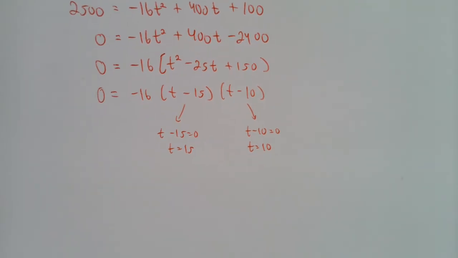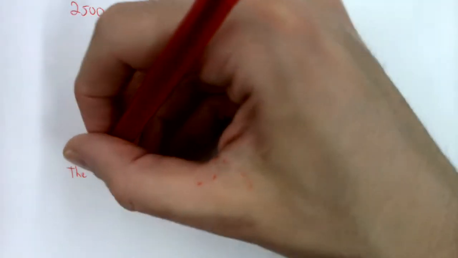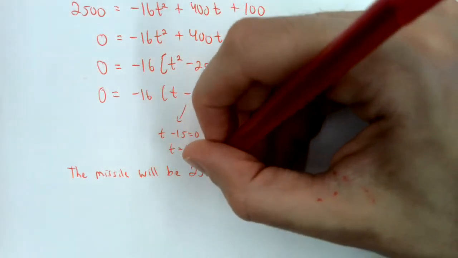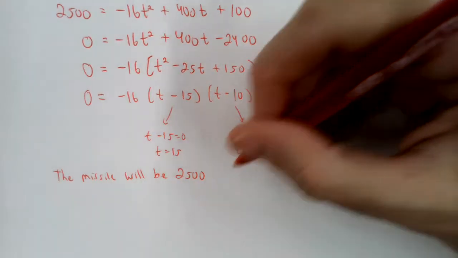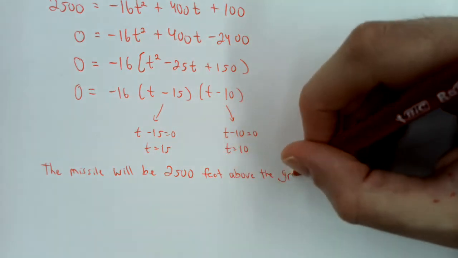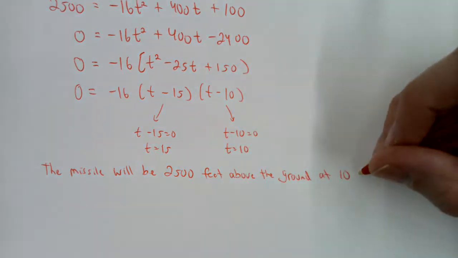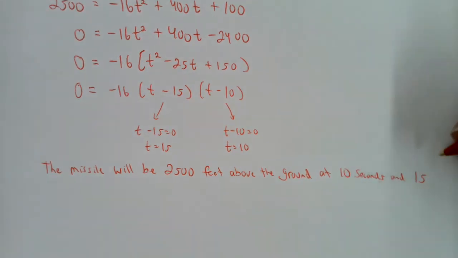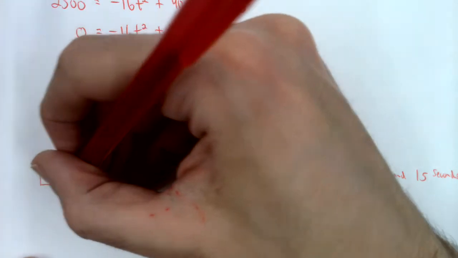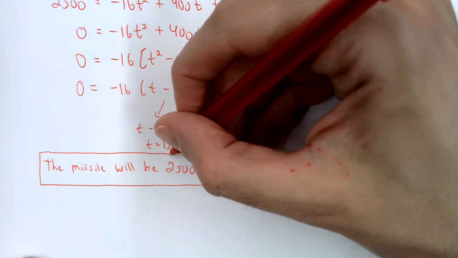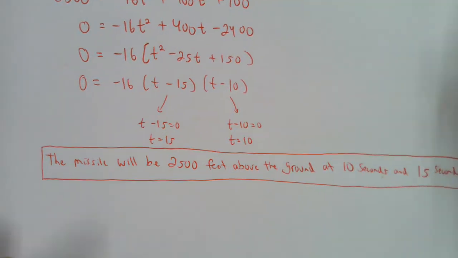So my final answer in a sentence: the missile will be 2,500 feet above the ground at 10 seconds and 15 seconds. Just think about it. These are parabolas, so it's going up and then it's coming back down. That's why it's 2,500 feet above the ground two separate times.